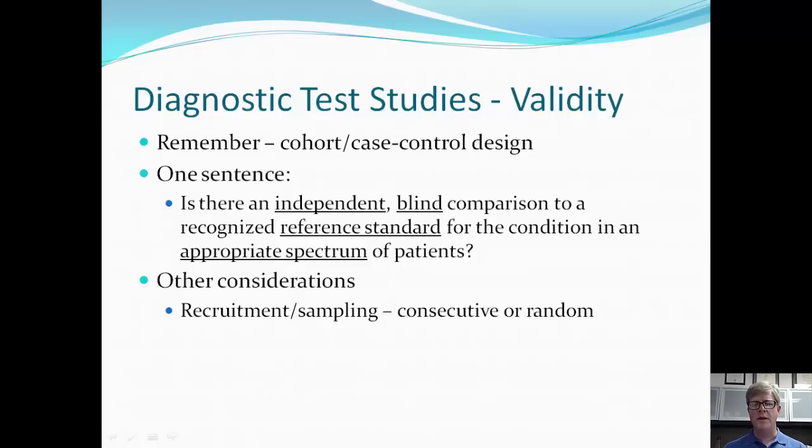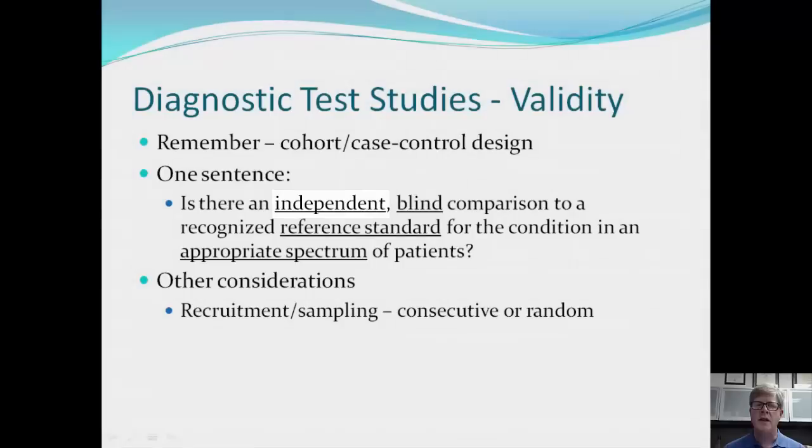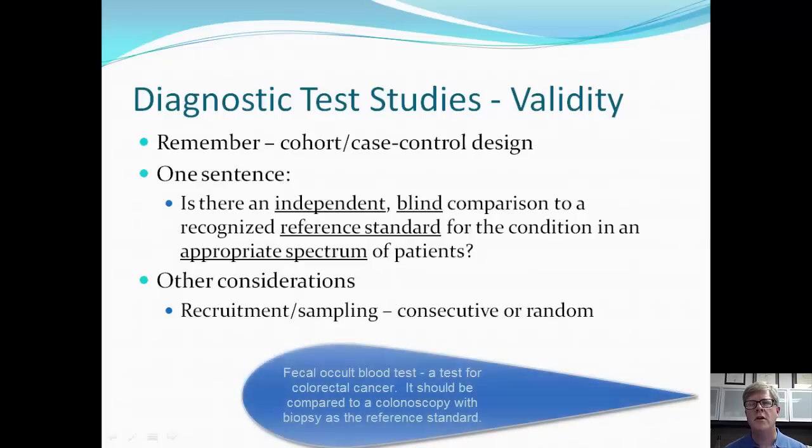What you're doing with the diagnostic test studies is comparing the test of interest to that reference standard. So that comparison needs to be independent. In other words, everybody needs to get the test and the reference standard. The application of the reference standard cannot depend upon the result of the test of interest. So how would this work? Well, if you're doing fecal occult blood tests looking for cancer, and the gold standard might be a colonoscopy with biopsy, that's the gold standard for diagnosing colon cancer in somebody.